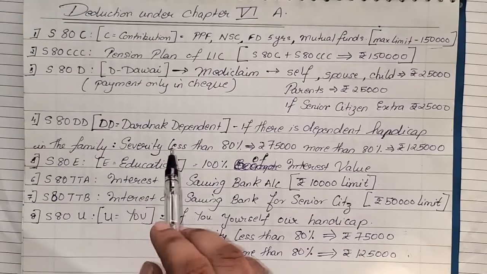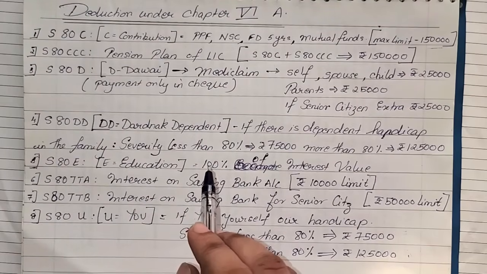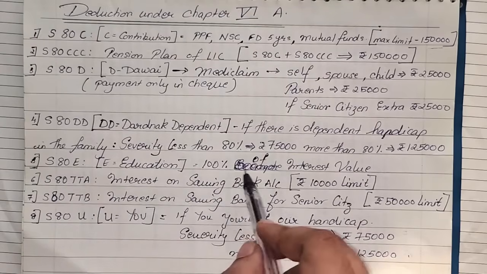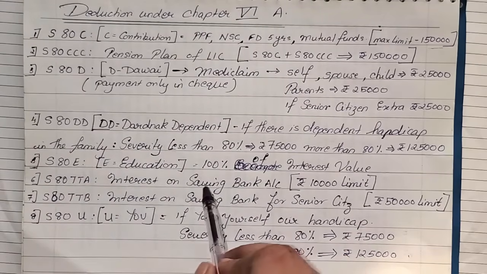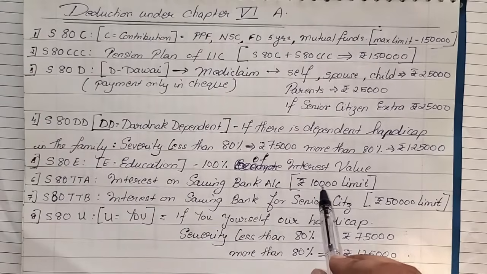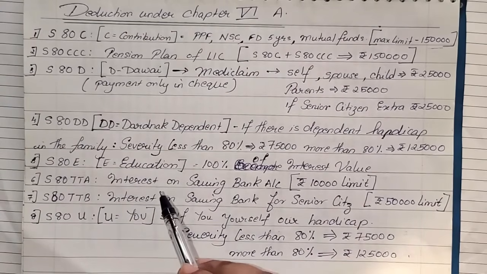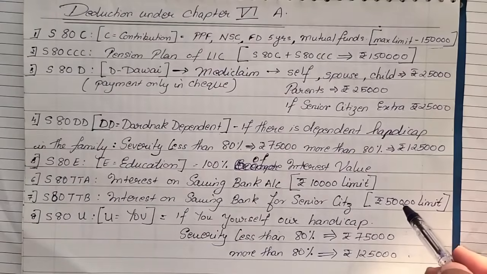80E is for education. 100% of the interest value will be deducted from the loan that you have taken for higher education. 80TTA and TTB, both of them are basically for savings bank. Remember, A is for normal people. You get a limit of 10,000 rupees. TTB is for senior citizens, and you get a deduction up to 50,000.